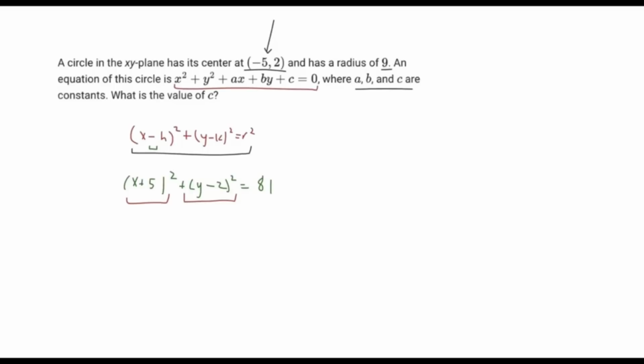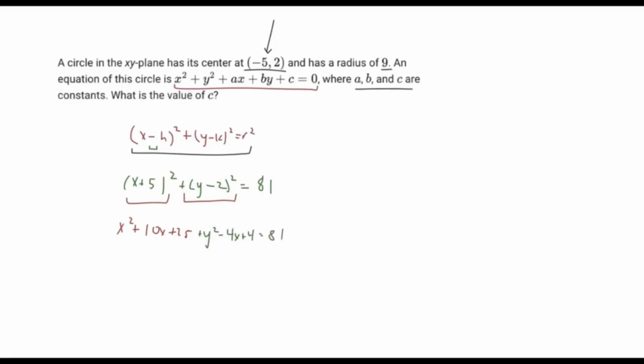So here we have x plus 5 squared, which is the same thing as just x squared plus 10x plus 25. Let me switch colors for the y minus 2 part. That is going to be plus y squared minus 4y plus 4 equals 81.